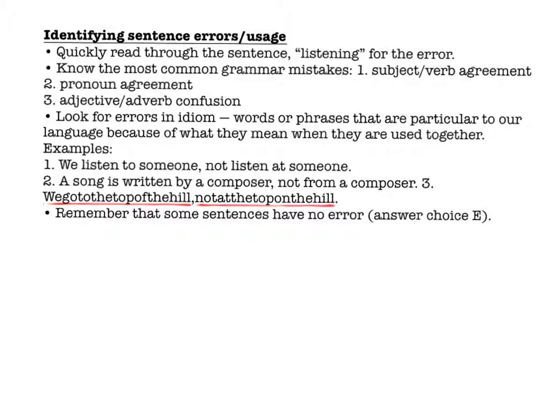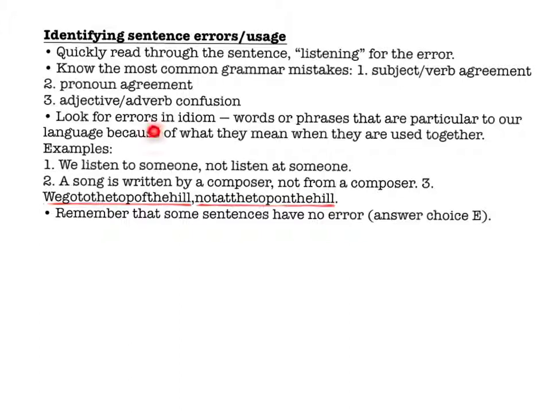All right, here's some general tips on identifying sentence errors. Those are the first sections that you do on the test where you have to change the wording of a sentence, for instance. One, you want to quickly read through a sentence, listening for an error. So read it slowly. Sometimes you might tell there's something wrong with the sentence just by reading it. You need to know the most common grammar mistakes, which we'll go over later.